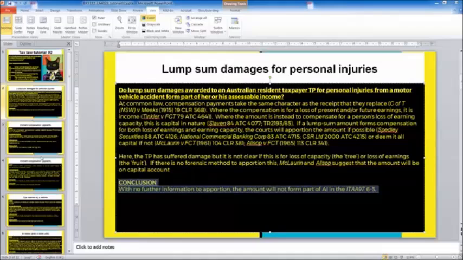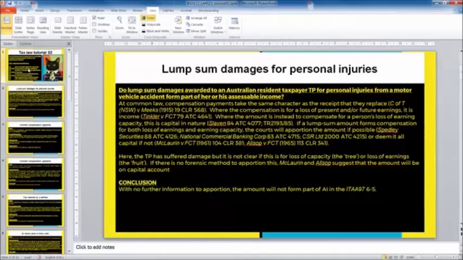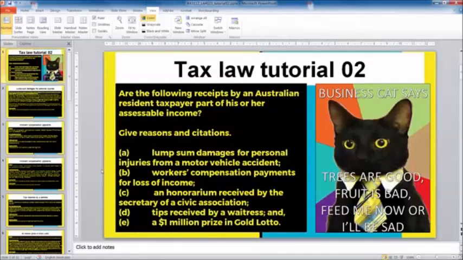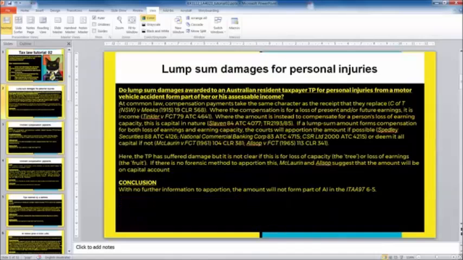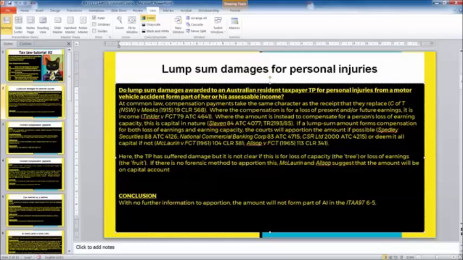Now, if this style of question formed an exam question and it had 5 parts, it would be completely appropriate to answer each of them by phrasing it as a question in this way. And the conclusion would come at the end of each of the questions you're answering, just explaining what happens in each case. In this case here, assuming there's no further information to apportion these damages, the amount's not part of assessable income.